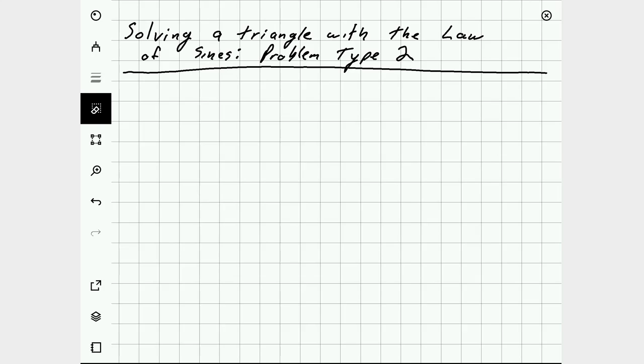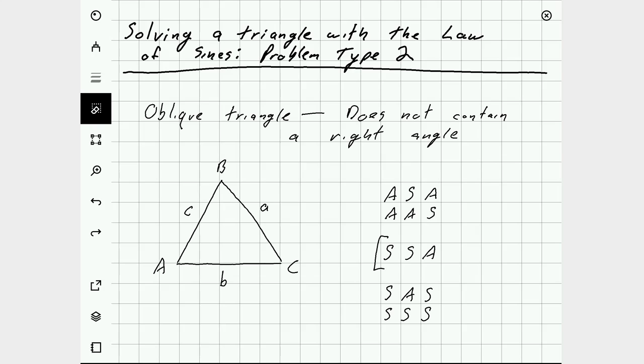Solving a triangle with the law of sines, problem type 2. In this video, we're going to be revisiting the idea of an oblique triangle. Again, remember, an oblique triangle is one that does not contain a right angle.